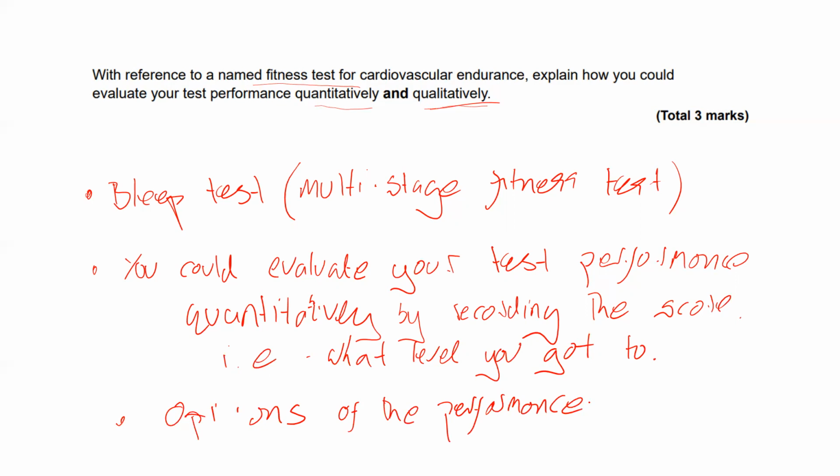Okay, so quantitatively is all about statistics, data, outcome, results, and you have to comment on the particular result that you're taking out of the test. So in this case, it's about the levels that you got to on the bleep test. And qualitatively is about the opinion of the performer. Did they go as far as they can? Did they drop out early? Was that their best effort? Okay, but key word is opinions.